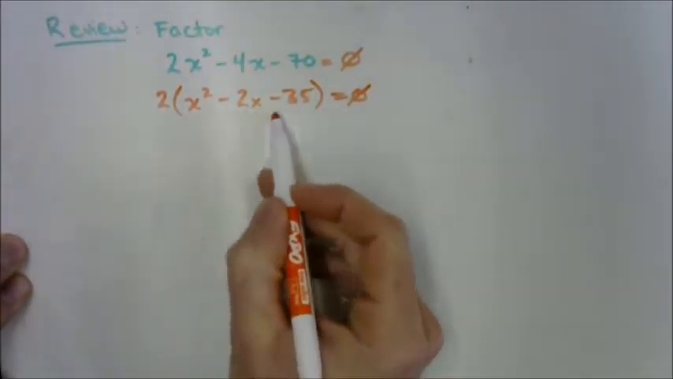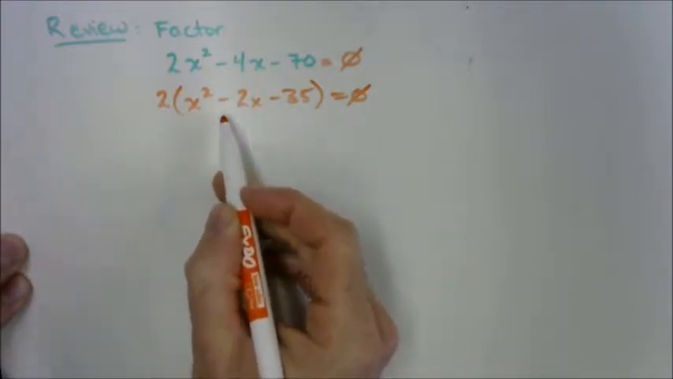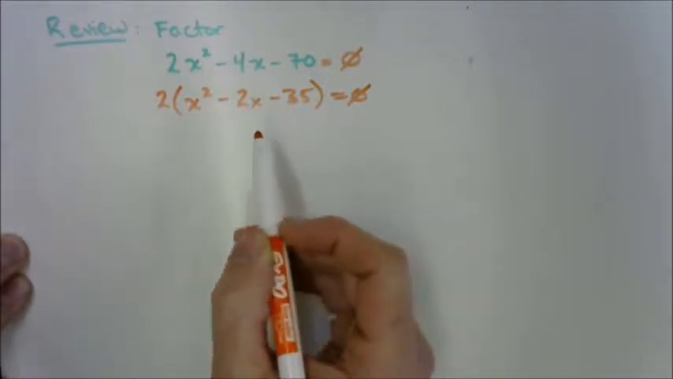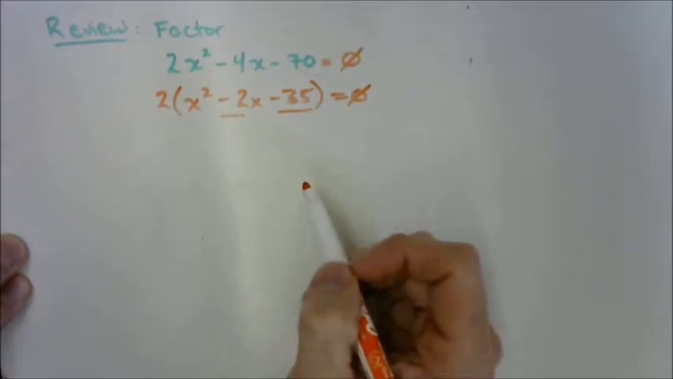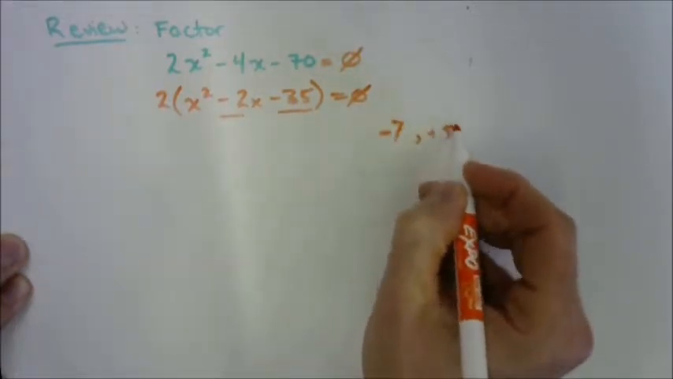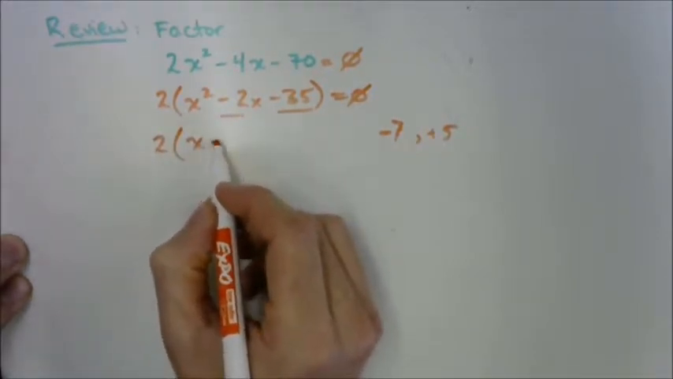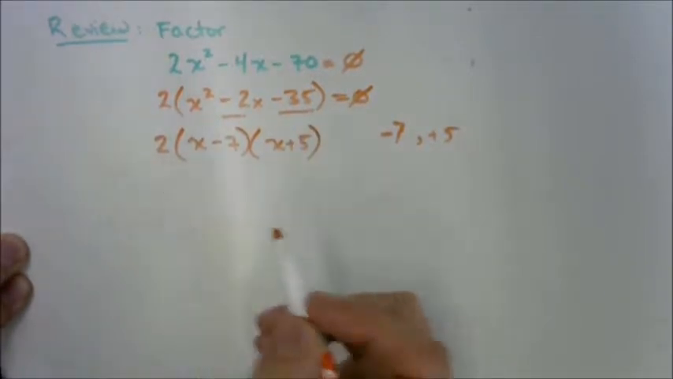Now I'm looking at this trinomial. It's not a perfect square trinomial. There's no other pattern that I can use to quickly do it, so I'm going to use sum and product. I'm looking for two integers whose sum is negative 2 and whose product is negative 35. Those two integers are negative 7 and positive 5. So I can factor this, and it comes out as x minus 7 times x plus 5 times this 2 out front.